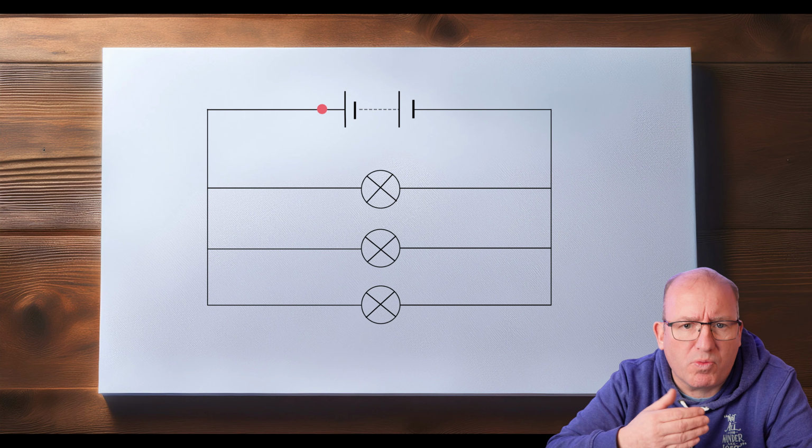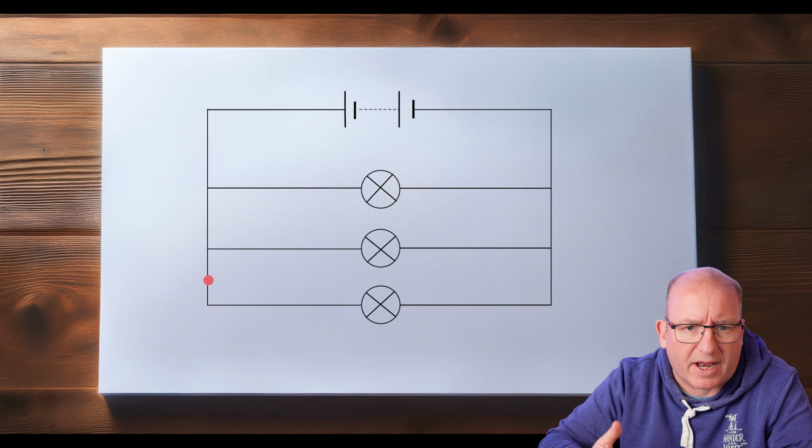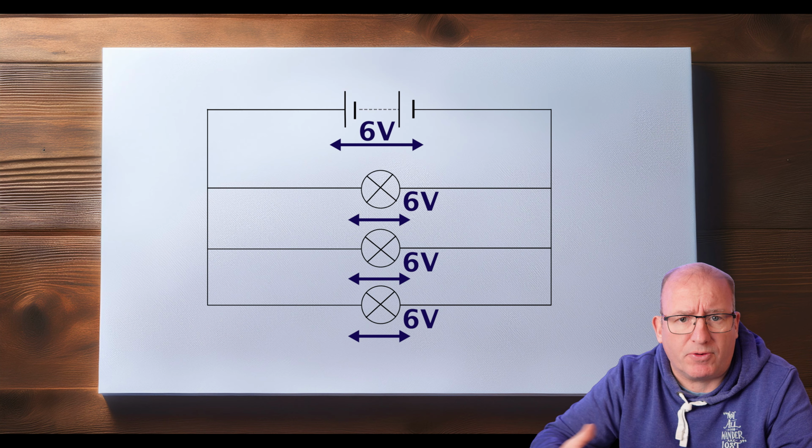In the parallel circuit, each charge will only go through one of the lamps before returning back to the battery to get more energy. That means it'll drop all its energy off at one lamp. So the voltage across each of the lamps is 6 volts. Each unit of charge will drop off 6 joules of energy as it goes through a lamp.